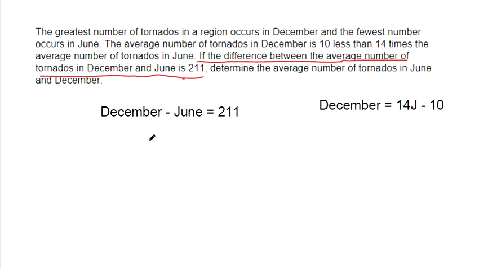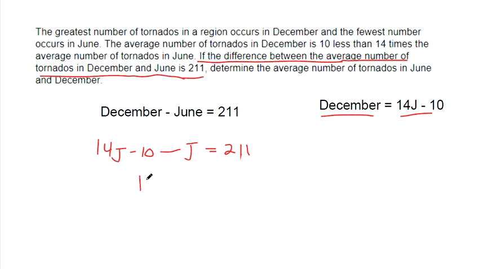So we actually have enough for our equation. December is 14j minus 10. And June, we are just letting that be the letter j from our other equation, right? So here's December, here's June. And now we can solve this equation.